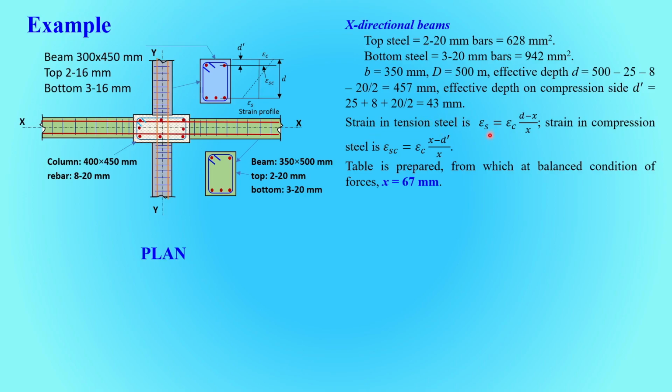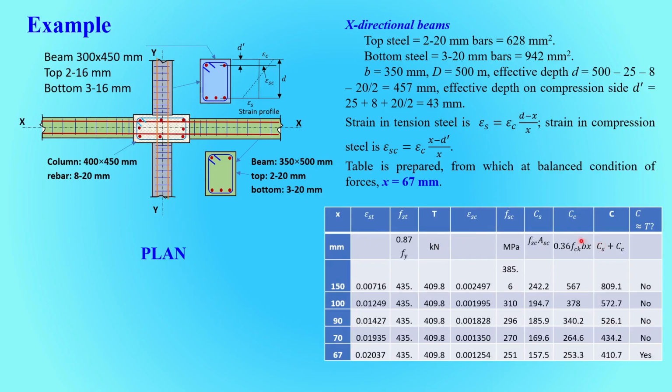Strain in tension steel is given by epsilon s equal to epsilon c (d minus x) by x, and similarly strain in the compression steel is given by this. So we prepare a table like this, where we select some value of the neutral axis depth x. This we have discussed previously in another slide. Then this is the strain in the tension steel. From this strain we shall get the stress in the tension steel.